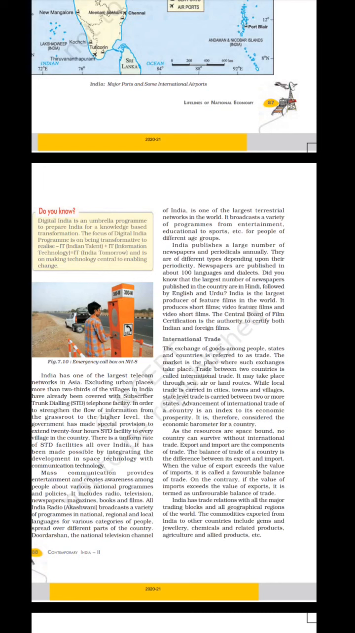International trade. The exchange of goods among people, states, and countries is referred to as trade. The market is the place where such exchanges take place. Trade between two countries is called international trade. It may take place through sea, air, or land routes, while local trade is carried in cities, towns, and villages.